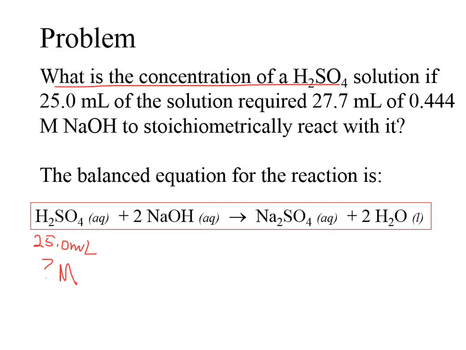If you're like me, sometimes you have to read this a few times. If you read the rest of the sentence, you know it has to be the H2SO4, because then it goes on to say, requires 27.7 milliliters of 0.444 molar NaOH. So in other words, there's one more volume here, and a molarity, and that is with the NaOH. Part of chemistry problems is just kind of finding your way through the problem.